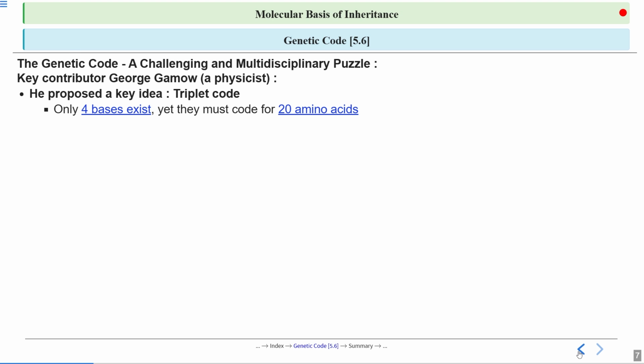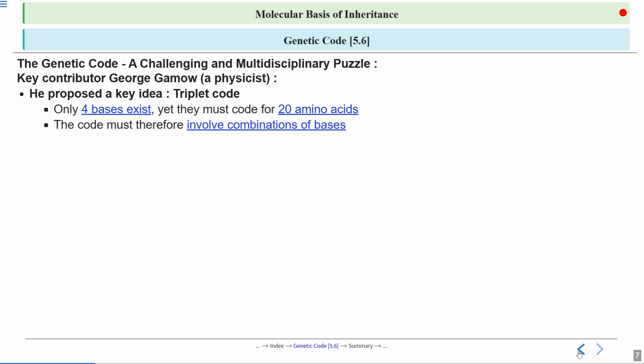So the thing was that only 4 bases exist. We know that the nucleotide has something to do with these things, and they are saying only 4 bases exist. Here we will talk about mRNA, so it will be adenine, uracil, cytosine and guanine. Only 4 bases exist, yet they must code for how many amino acids? 20 amino acids, because we know that living organisms need these 20 amino acids to build different proteins.